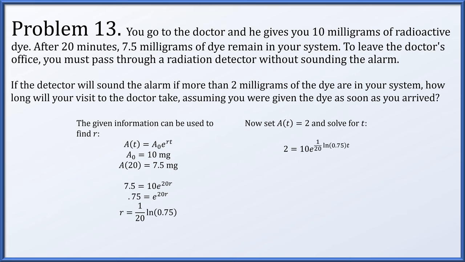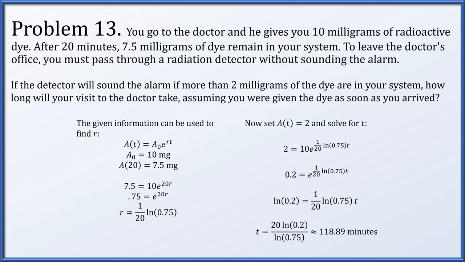We need to solve this for t, so the first thing we do is divide both sides by 10, take a log of both sides, and observe now we have on the right-hand side a constant times t, so we can divide by that constant and solve for t. Plugging and chugging, t is approximately 118.89 minutes.